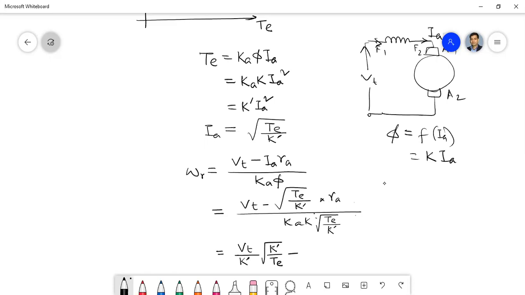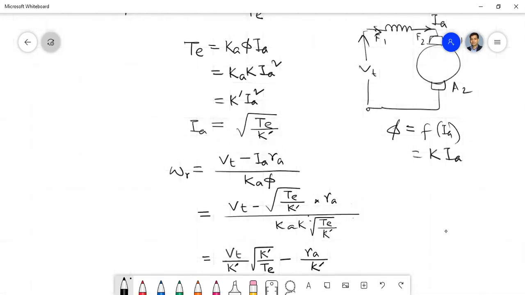This, I think, will cancel out. T by K prime and T by K prime will cancel out. So what will be there? There will be RA by K prime. Nothing else, isn't it?